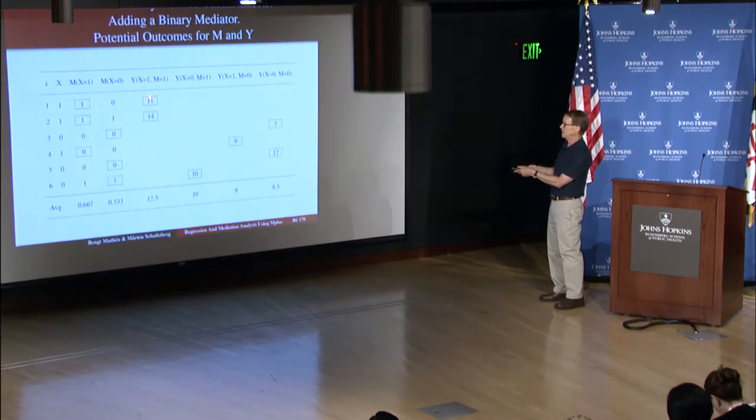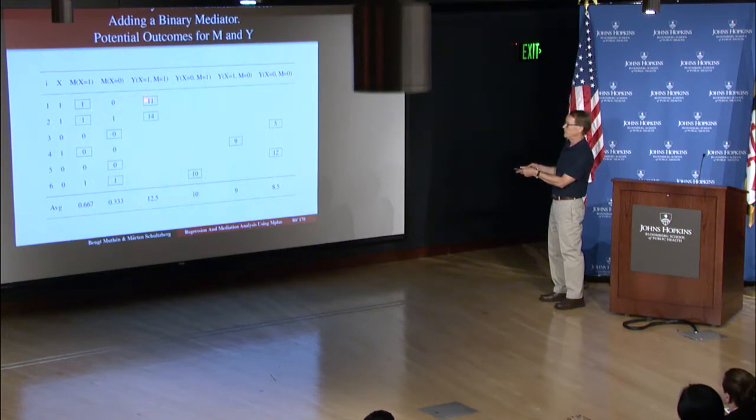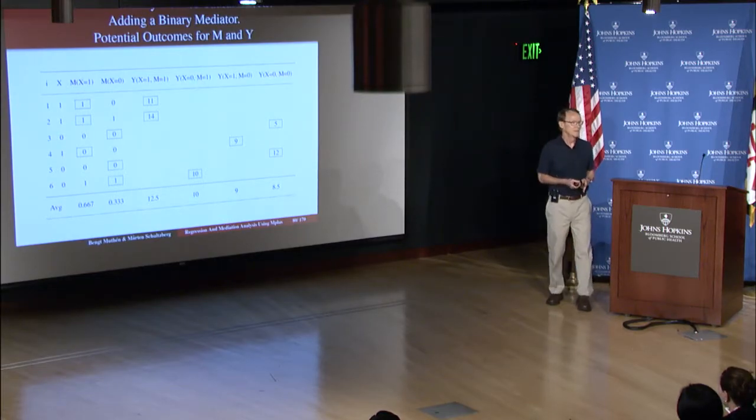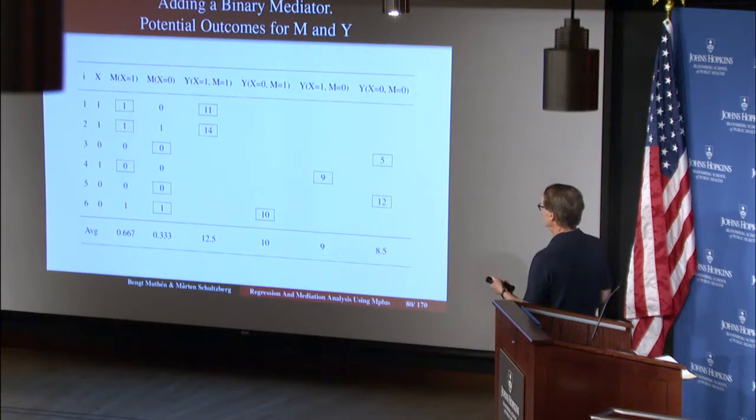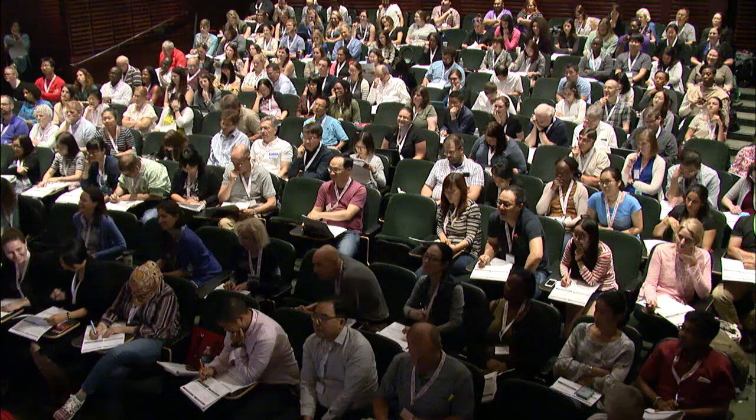Why did I place it there? Well, because it is the Y for X equals 1 and M equals 1. So it gets put there rather than in the other three columns. Isn't this a fun game? You can do this all day long, and it has nothing to do with reality, so it's nice.